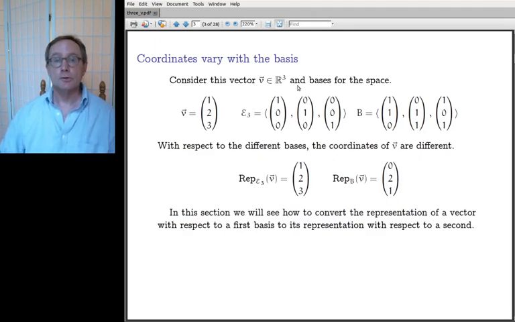So first is to observe that if you take a vector 1, 2, 3, because I'm not a very imaginative person, and you represent it with respect to two different bases, then you get two different representations. So it's easy to compute an example. You fix the vector and you change the bases. Why then you change the representations? The question is, if I tell you E3 and B, can you tell me how to convert from 1, 2, 3 to 0, 2, 1?